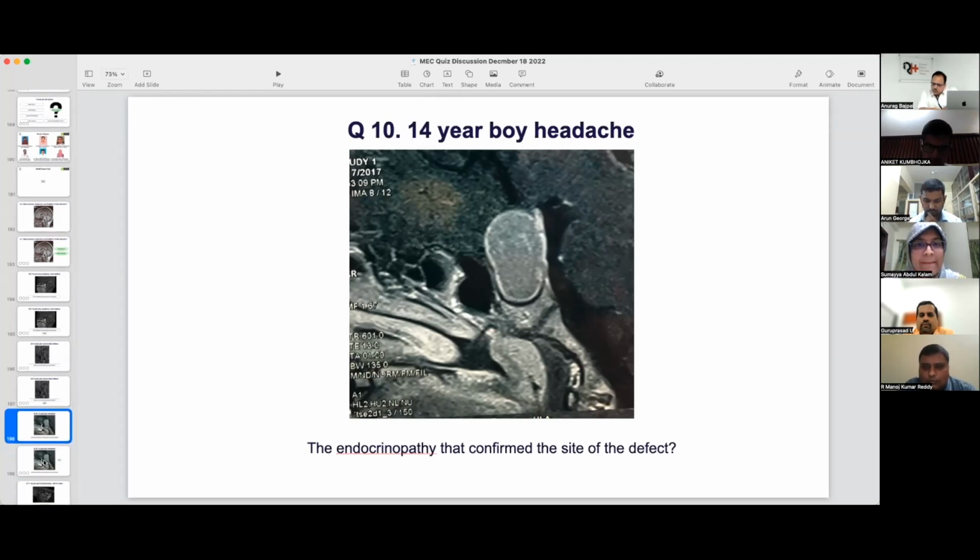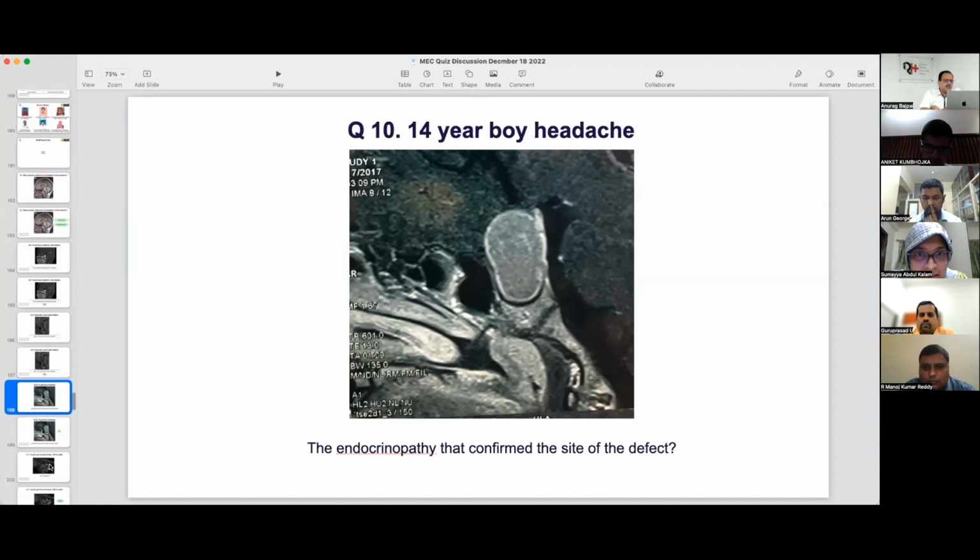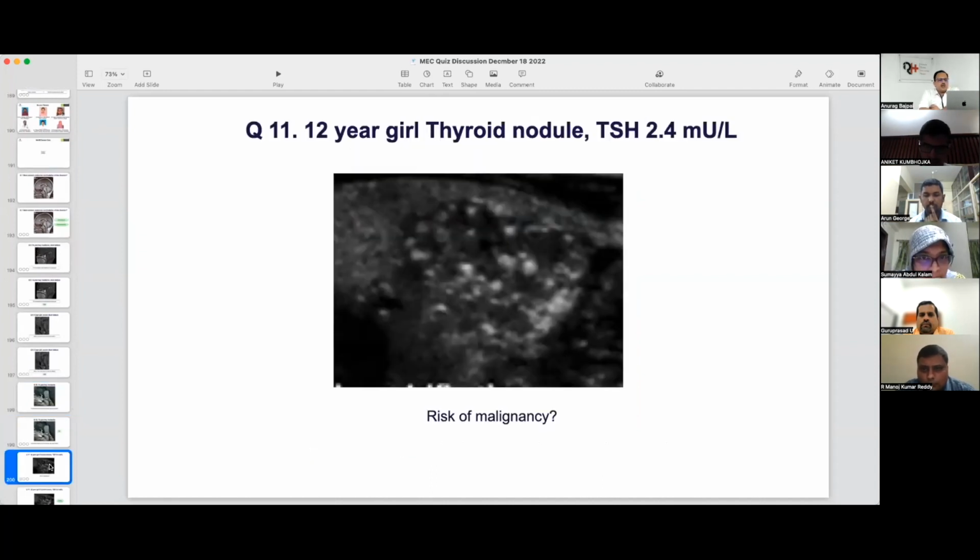The next question will go to Dr. Reshma, a direct question. This is a 12-year-old girl with a thyroid nodule. Now TSH is normal. The image looks a bit blurred. I think it has got a lot of calcification. So it's multiple calcifications. What is the likely risk of malignancy if you have an ultrasound like this? How much percentage? I want broad percentages.